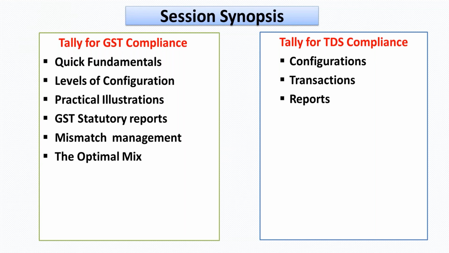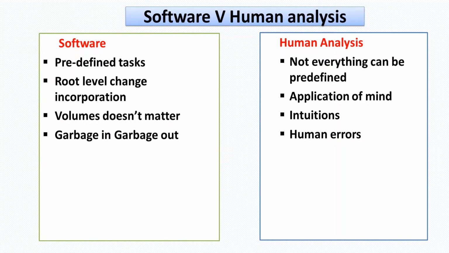Now, how do we do a trade-off between where we need to go for the software and where human analytics is required? Wherever it is predefined tasks, we can definitely take help of the software. And if these changes are incorporated at the root level itself, when I touch upon the configurations part, I'll be showing how configuration can help us derive the necessary outputs which are return ready. And as far as software is concerned, volume doesn't matter. 100 entries, 1000 entries, 10,000 entries, software can just handle it irrespective of the volumes.